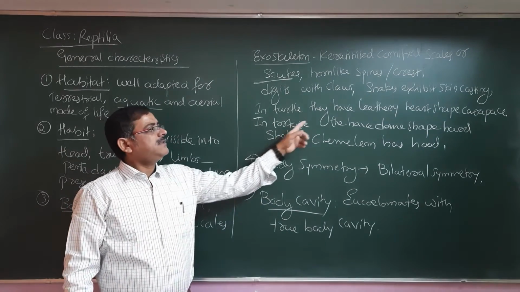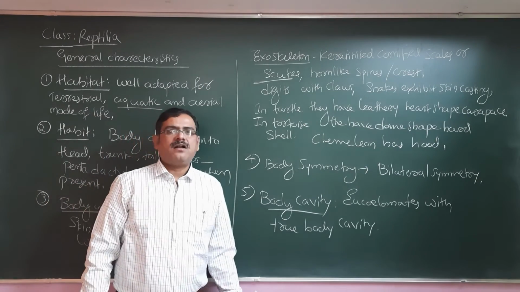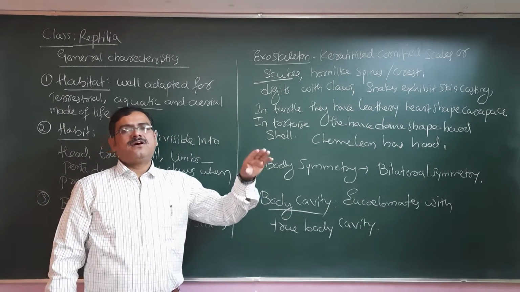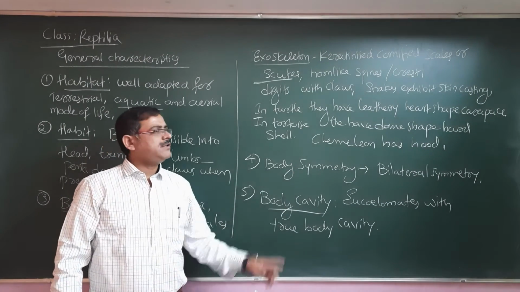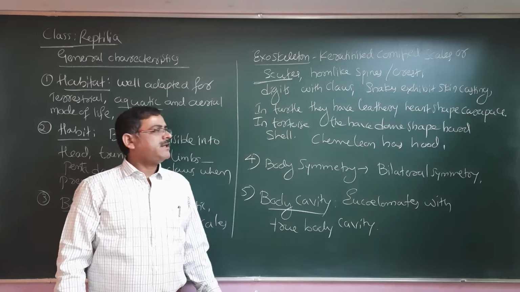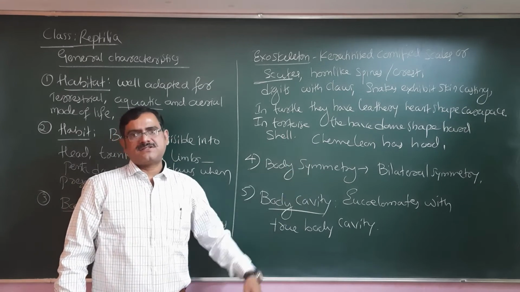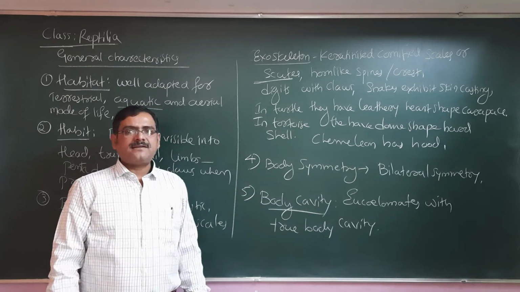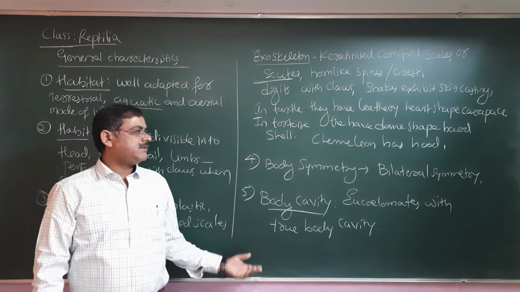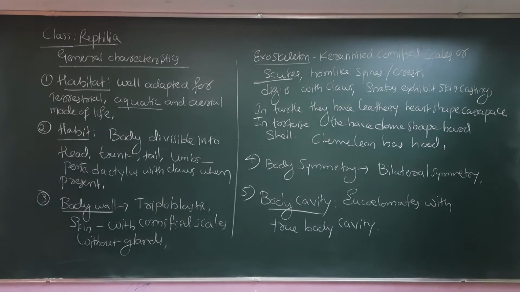In the turtle, they have a leathery shell, which is heart shaped. A turtle has a dorsoventrally flat body, whereas a tortoise has a dome-shaped body with a dome-shaped shell, which is very hard and gives better protection. Chameleon has a hood-like structure. And then body symmetry is bilateral in these reptiles, and the body cavity is eucoelomate, or true coelom. So these are the most important external features.